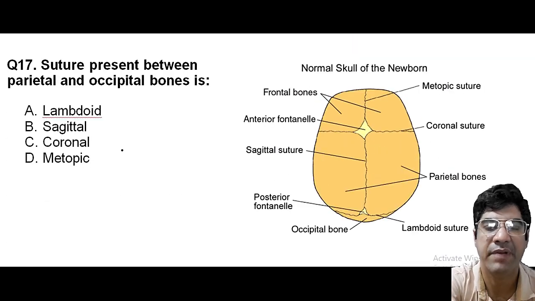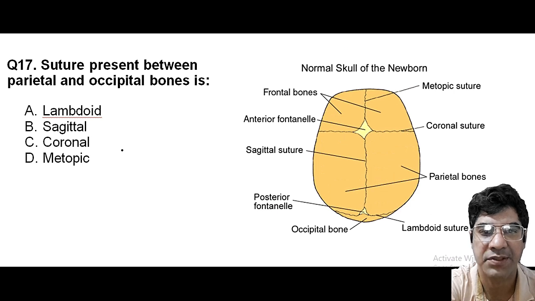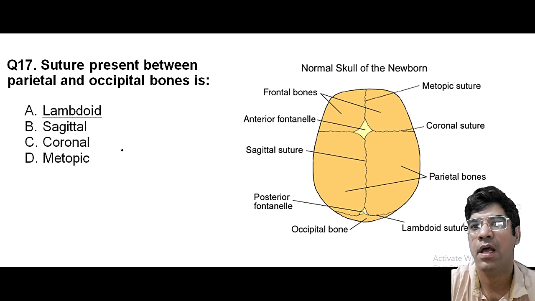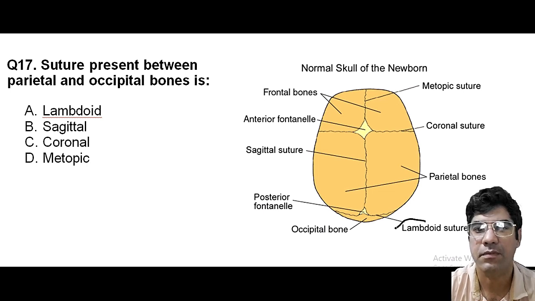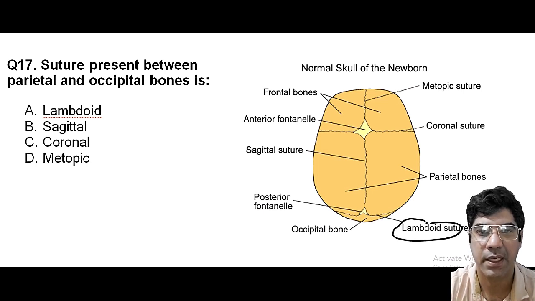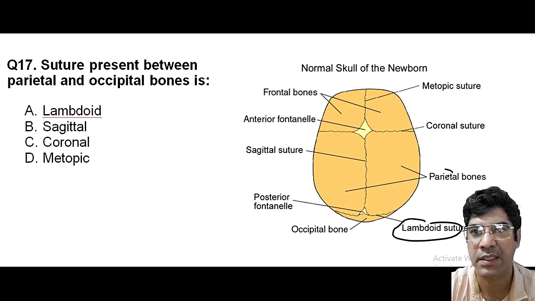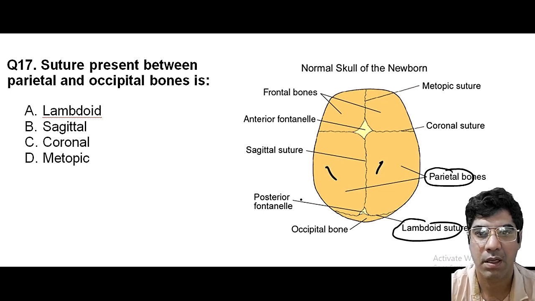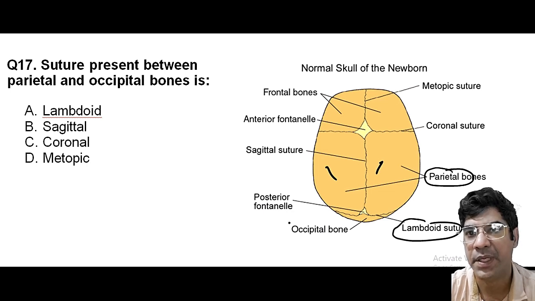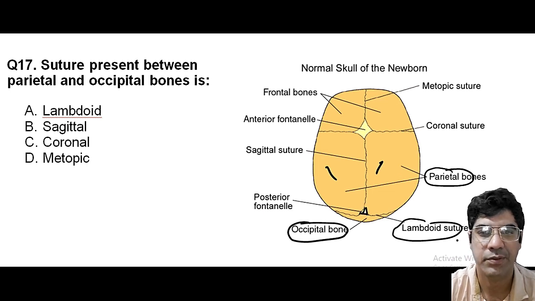Suture that is present between the parietal and occipital bone. This question we have already discussed in the explanation part. It's the lambdoidal suture. It is situated on the posterior aspect of the skull. So this one is the parietal bone. It connects the two parietal bones with the occipital bone. So this area shown is the lambdoid suture.